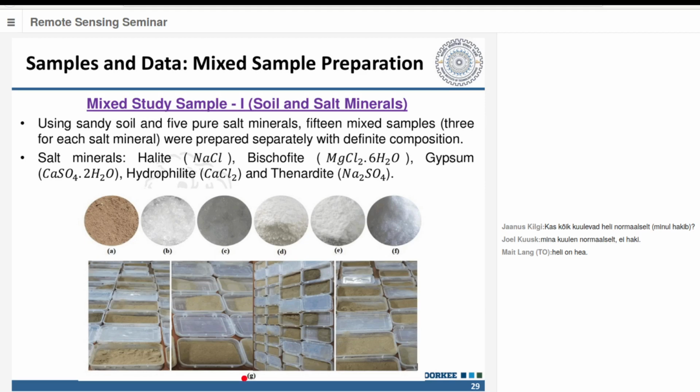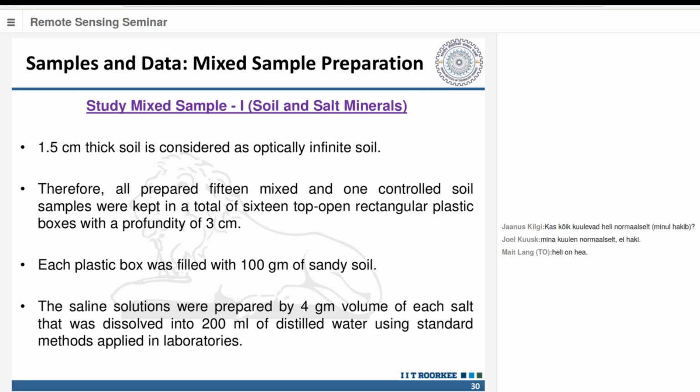In this study, I have used three types of data samples. In the first study, we have used sandy soils and 5 pure salt minerals. And I have prepared 15 mixed samples, 3 for each salt mineral, using different compositions. So these are the pure salt samples, and this is the pure sandy soil, and these are the boxes which I have used during preparation of the mixed samples.